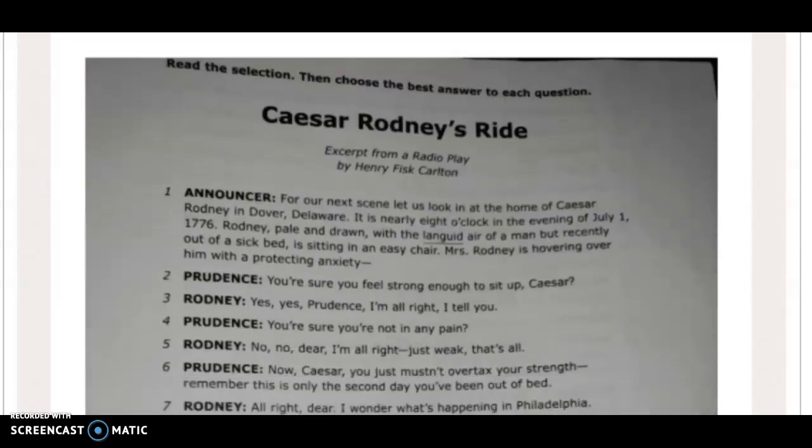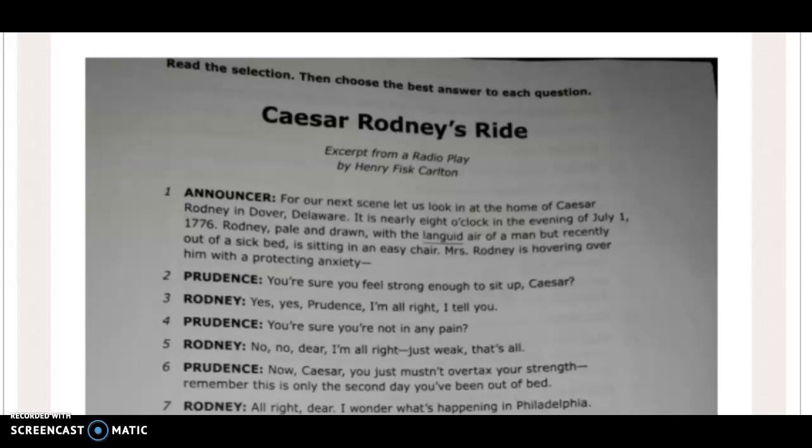Caesar Rodney's Ride. The announcer says, "For our next scene, let us look in at the home of Caesar Rodney in Dover, Delaware. It is nearly 8 o'clock in the evening of July 1st, 1776. Rodney, who's pale and drawn with the languid air of a man but recently out of a sick bed, is sitting in his easy chair. Mrs. Rodney is hovering over him with a protecting anxiety."